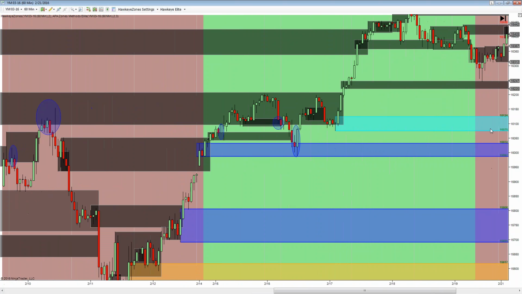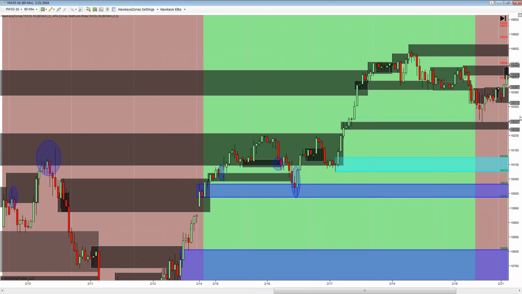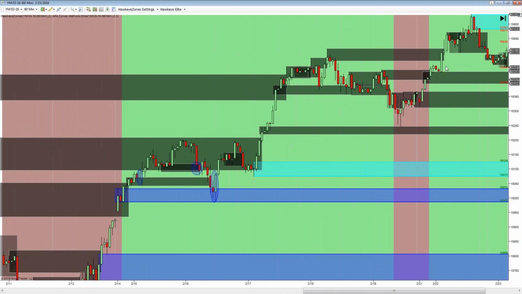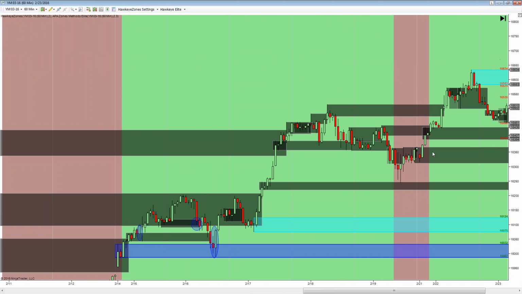It's so cool. I'm really amazed at how simple it can make our trading, because we're just looking for the levels to give us the trend.